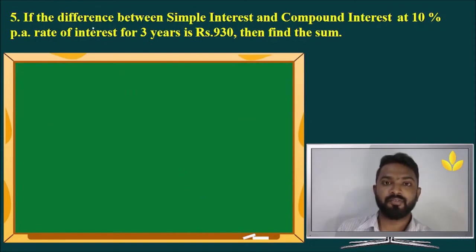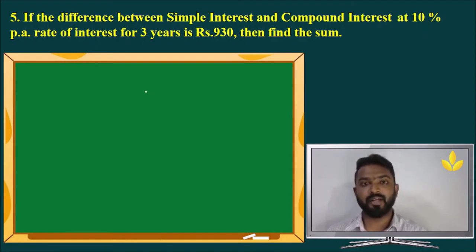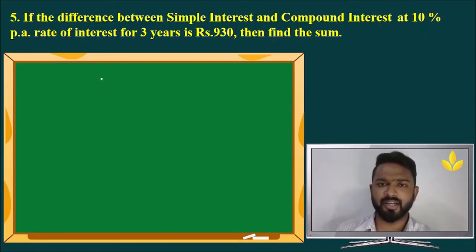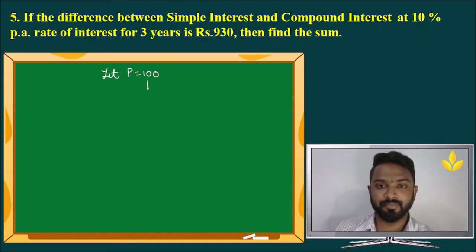Question number 5. If the difference between simple interest and compound interest at 10% per annum rate of interest for 3 years is 930, find the sum. Okay, this is for 3 years now, so it will get a little longer. We first assume that the principal equals 100.